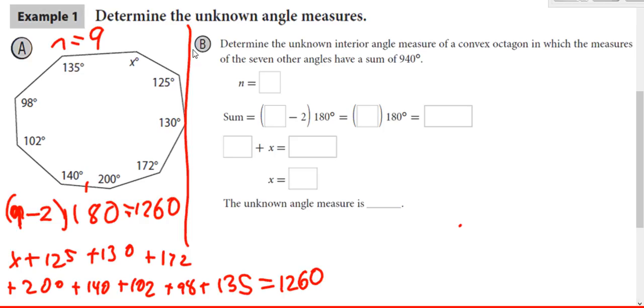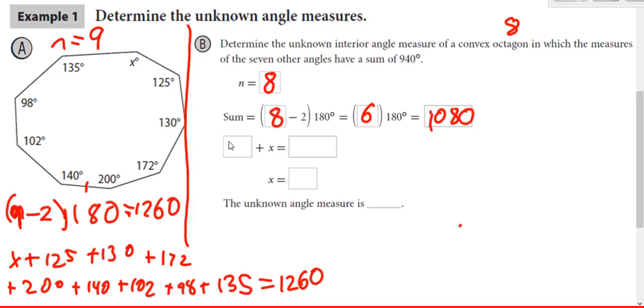So now we can do example B. Find the unknown interior angle measure of a convex octagon, so that means 8 sides, in which the measure of the other 7 angles has a sum of 940 degrees. So if it has 8 sides, then we do 8 minus 2 times 180, which is 6 times 180, which is 1,080. So that's what all 8 angles have to add up to be.